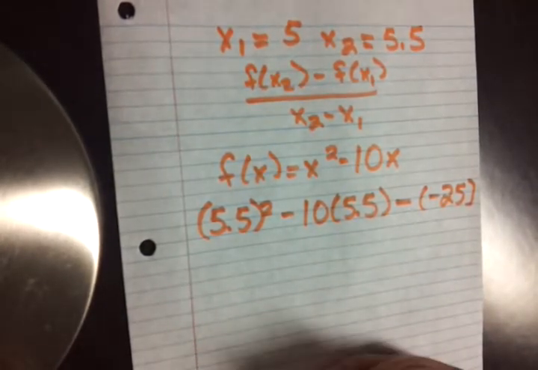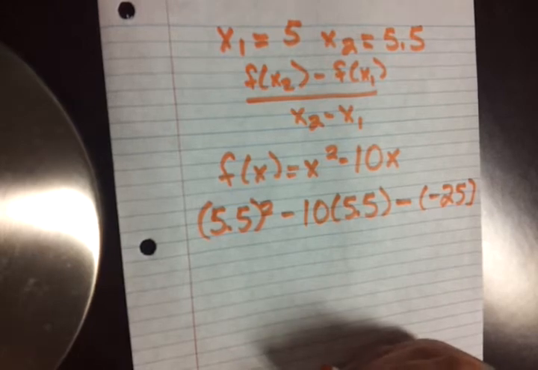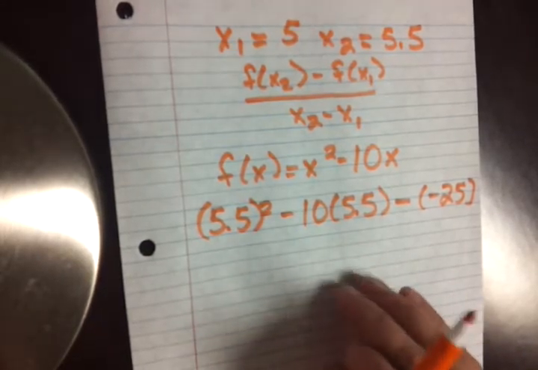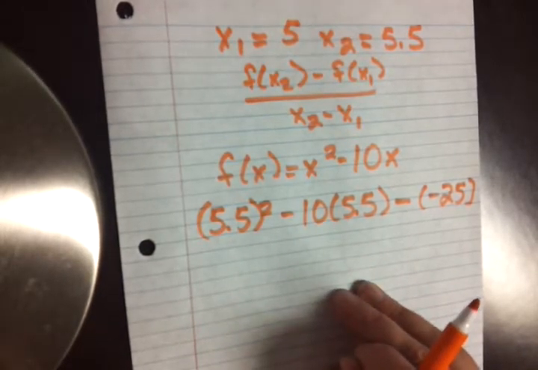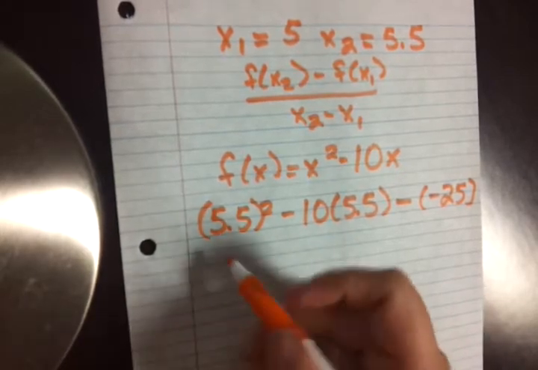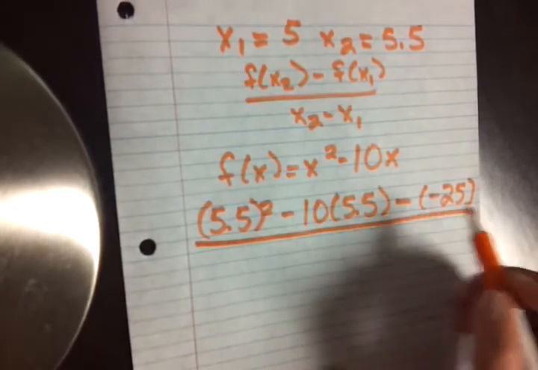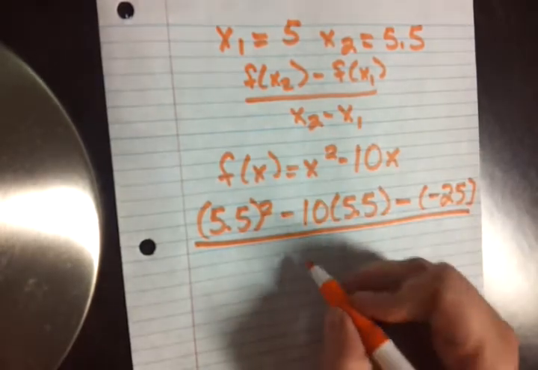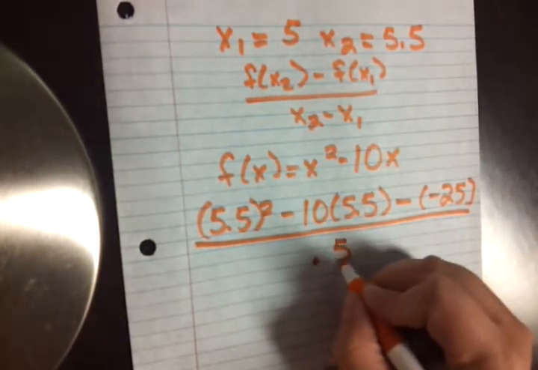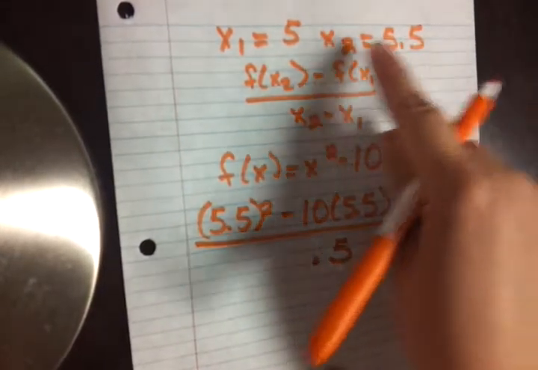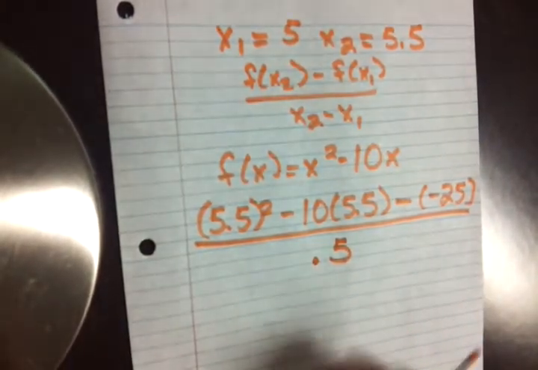And I'm going to trust you guys that you can do the algebra on this. If you want to practice on this one and make sure that you're getting the right answer, oh, I forgot something. We need to put all of that over x2 minus x1. And in this case, that was 0.5, because remember 5.5 minus 5 is 0.5.